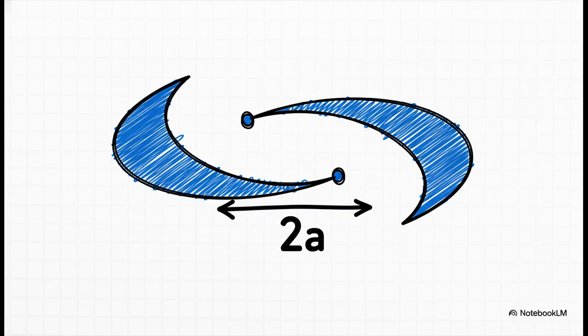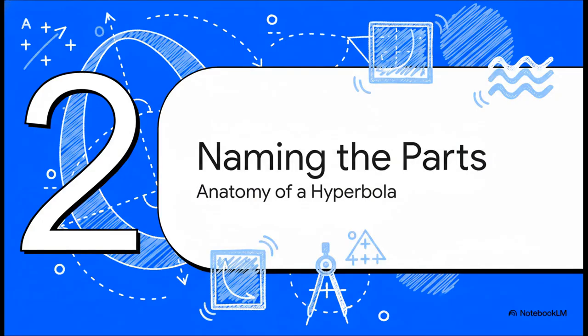And this constant difference isn't some random abstract number. It's something you can actually see and measure right on the hyperbola itself. It's the exact distance between the two closest points on the curves, the tips, which we call the vertices. We label that distance 2a. So the rule that creates the shape is literally baked right into its own dimensions. Kind of cool.